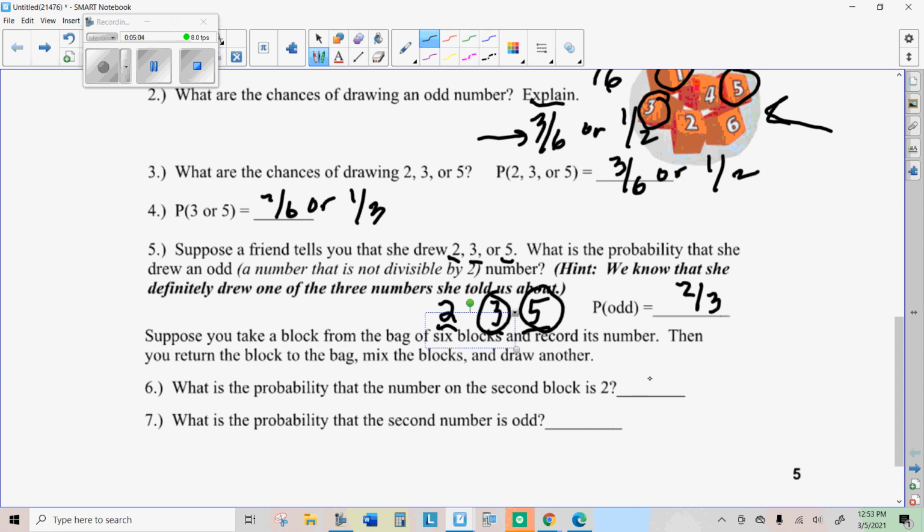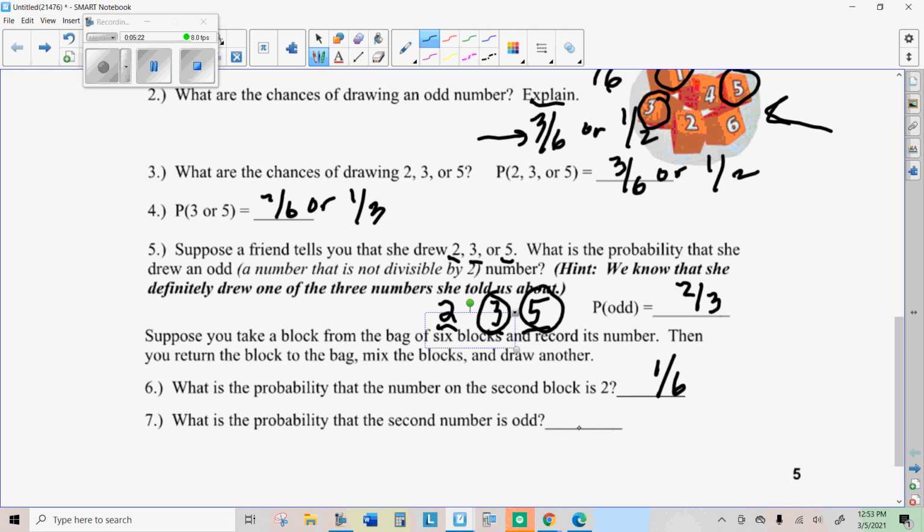So there are 6 numbers in there to choose from. So the second block is a 2. There's one way to get a 2 block out of those 6 blocks that are in there. So it's really the same as on the first draw, getting a 2. We call those independent events.